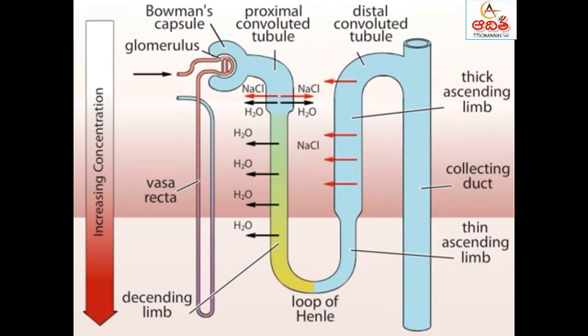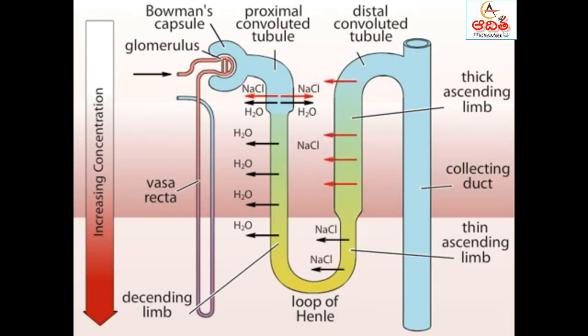It is, however, permeable to sodium and chloride ions. Since the tubule fluid is more concentrated than the surrounding tissue, sodium and chloride ions diffuse out. The thick ascending limb continues to move sodium and chloride ions to the medulla by active transport.